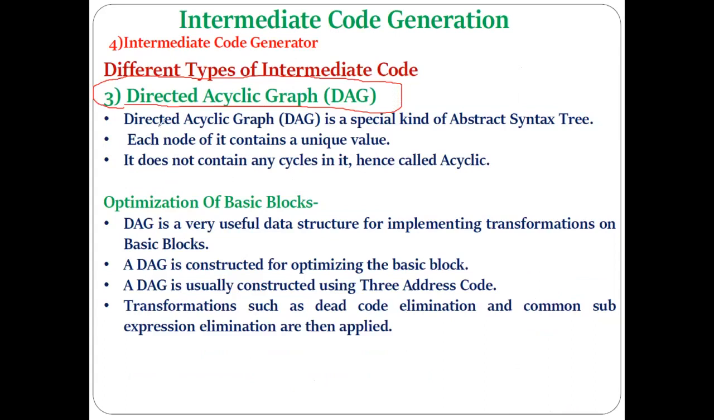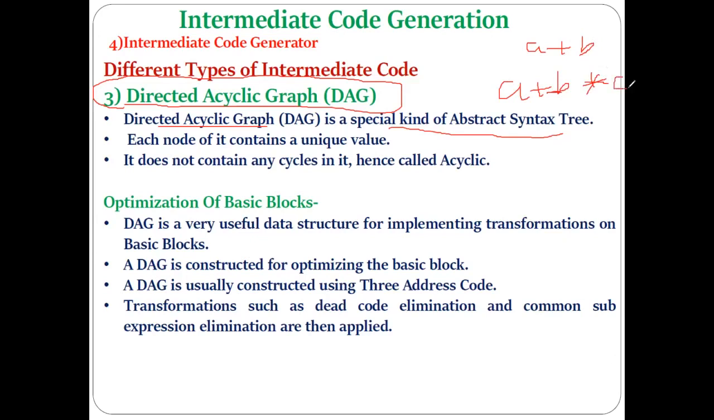Okay, so a directed acyclic graph, a DAG, is also one kind of abstract syntax tree, but there is one difference as compared with the abstract syntax tree, that you will see in the example also. Let me tell you theoretically here also. Now in case of the abstract syntax tree, for each value, a particular node is generated. Means what? Even if the same value is repeated two times, three times. For example, this is the expression a plus b. This is one expression. Another expression we have is a plus b into c.